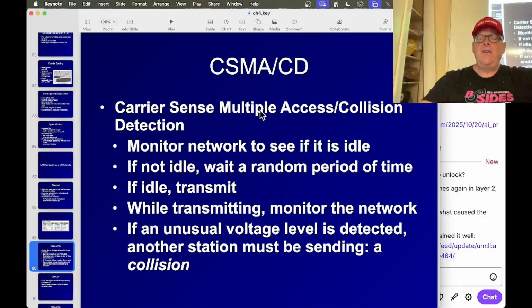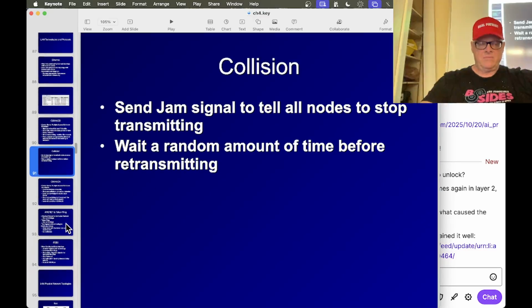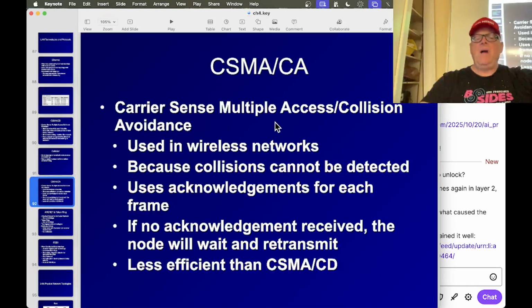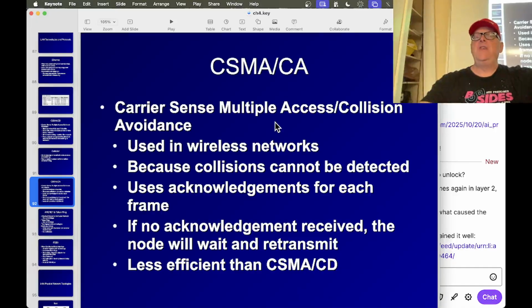So it senses multiple access, does collision detection and retransmission. All right, that's a collision. It sends a jam signal to tell all the nodes to stop transmitting and to wait a random amount of time before retransmitting. However, in wireless networks, you can't do that because the signal in a wireless network falls off with distance. So you do not know what voltage would indicate two signals adding together. So you can't detect it, so what you must do is avoid collisions.